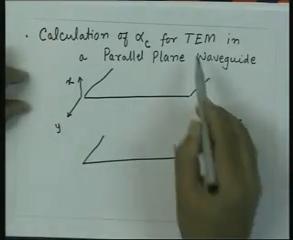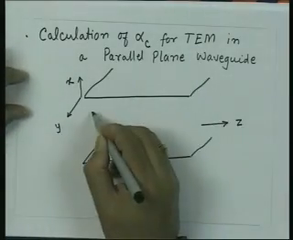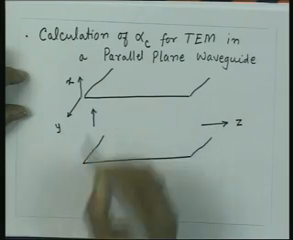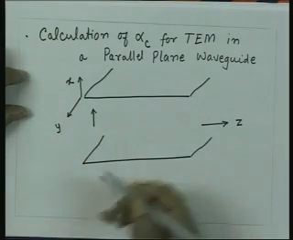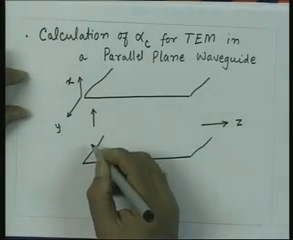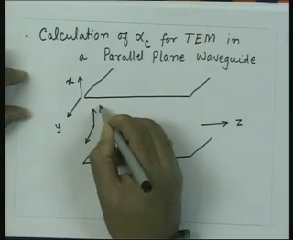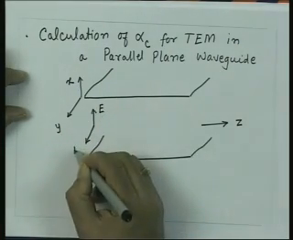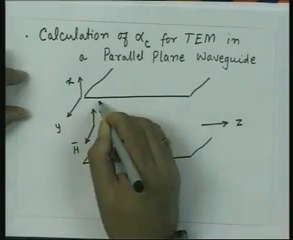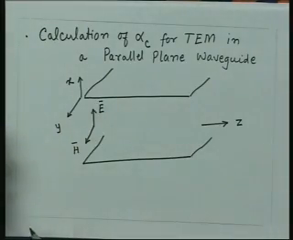Then we have seen for the TEM wave, we have the electric field which is like that, and the magnetic field which is oriented in the y direction. So, in this case, this is the direction of the magnetic field. So, we have here E, we have here H, and the wave is propagating in this direction.